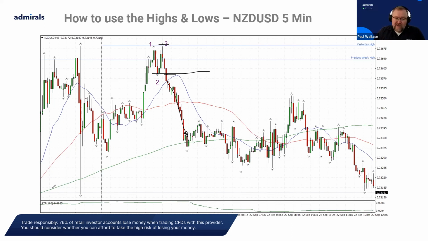Well, actually, it runs to the 200 period moving average, where price pivots around a little bit, and that's not unusual. The 200 period moving average can be useful.